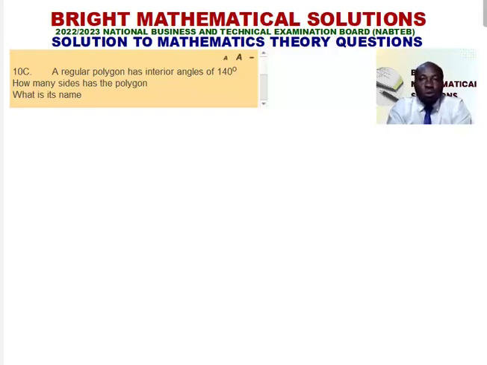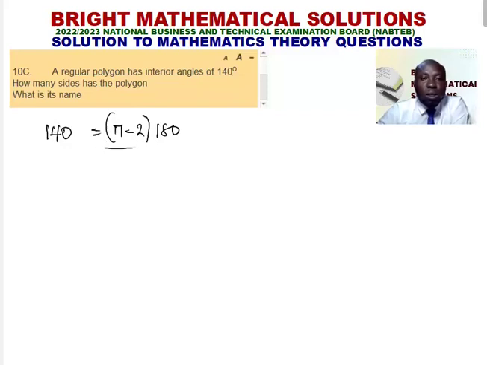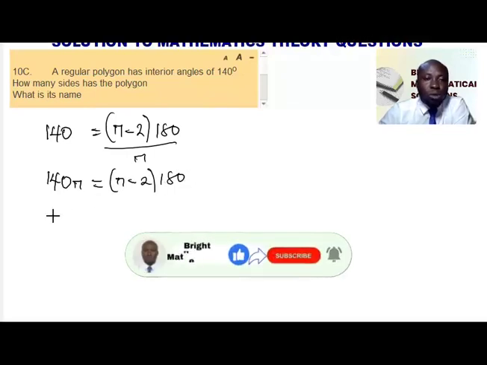Now the first thing to do is to write out the formula for finding the interior angle of a regular polygon, and we've been given that 140 is the angle of the regular polygon, so that will become 140 equals (n minus 2) times 180 all over n. So we are going to cross multiply such that 140 times n, where n is the number of sides that we are looking for, equals (n minus 2) times 180. So let us open this bracket.